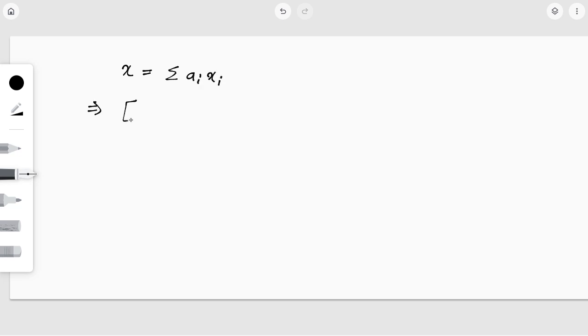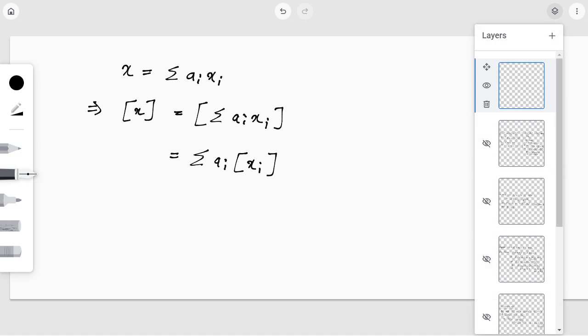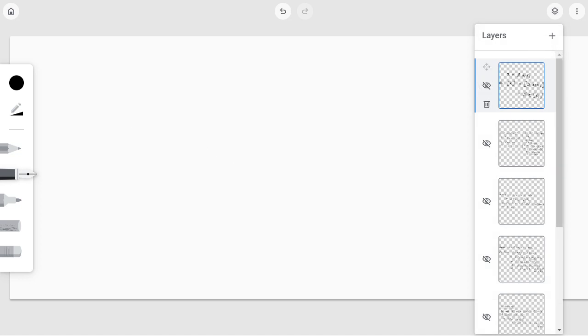Now this implies coset x is equal to coset summation ai xi, and this is equal to summation ai into coset xi. So for any coset, say coset x, we have obtained it as a linear combination of coset x1, x2, etc., coset xn. So this is how we can prove that lemma.